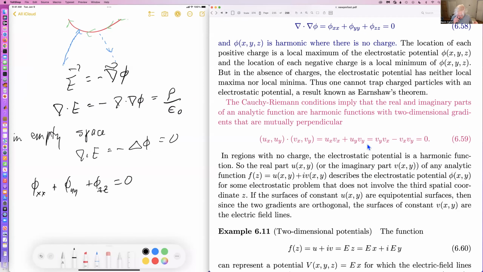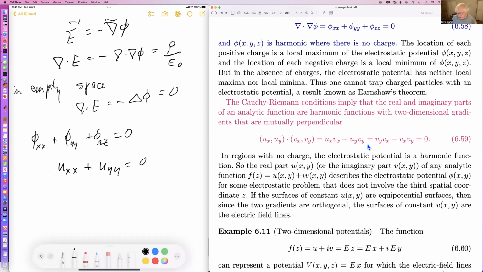What is true, though, is that if you imagine that you have an electrostatic field that is independent of one dimension, independent of translations in one direction. So, for example, it's independent of z, it just depends on x and y. Then you can take the real part of that. You might have u, which would satisfy uxx plus uyy equals 0. And this could be the electrostatic potential of an actual physical electric field that is independent of z.